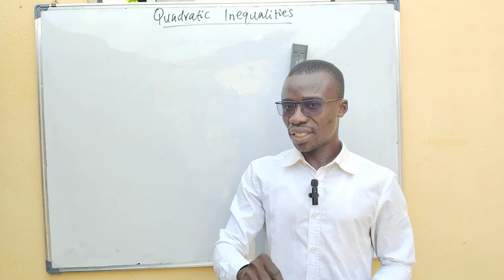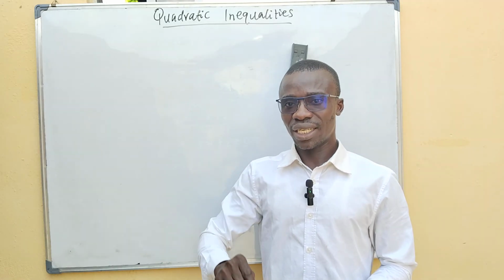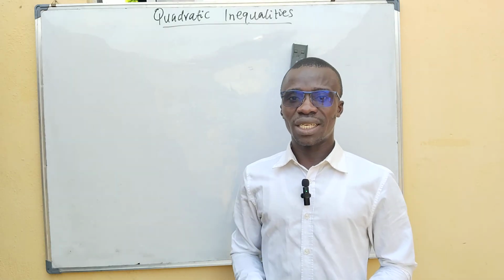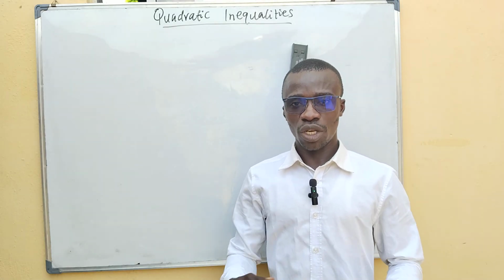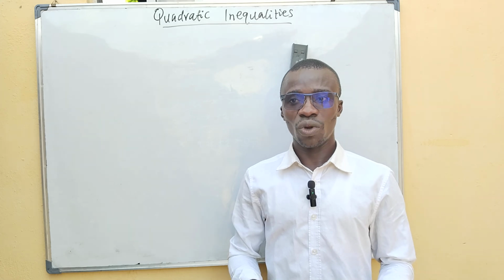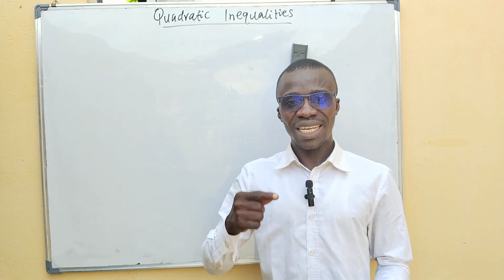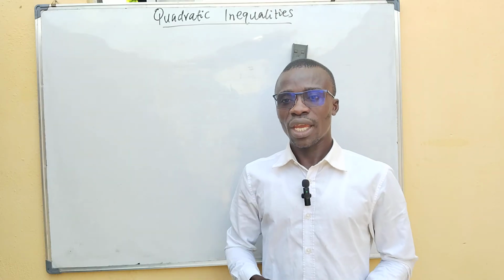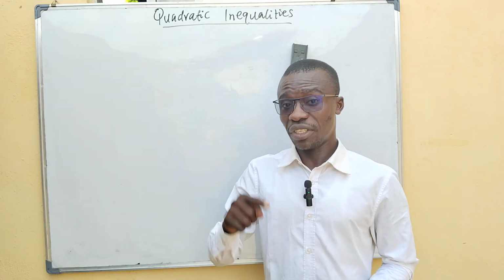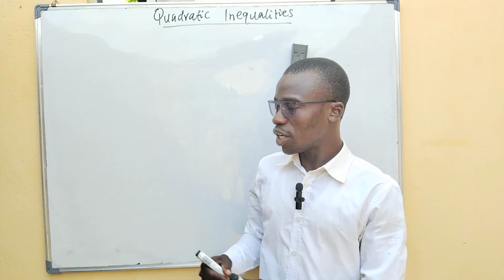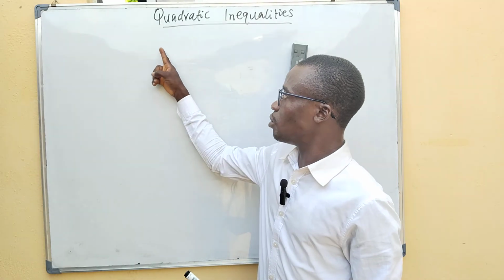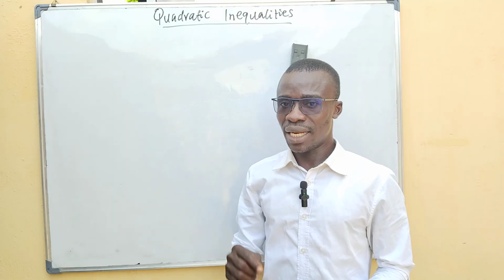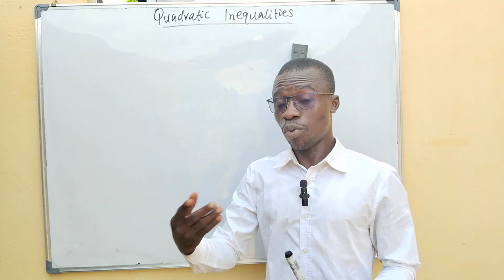Now, first of all, you need to understand what is quadratic. Quadratic can be an equation or it can be an expression. Quadratic is an equation that has a variable and its highest power is 2. If the highest power of x is 2, that is quadratic. If it is 1, it is linear. If it is more than 2, it could be a polynomial.